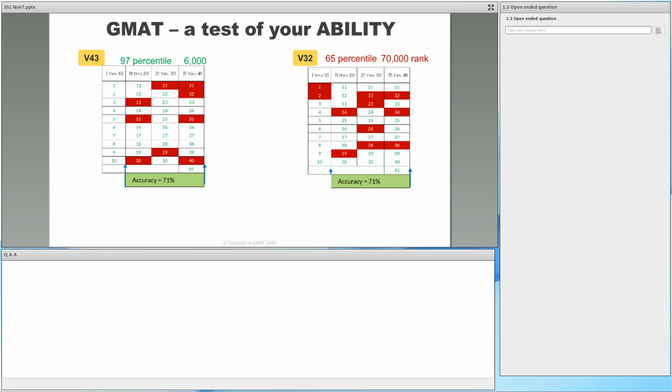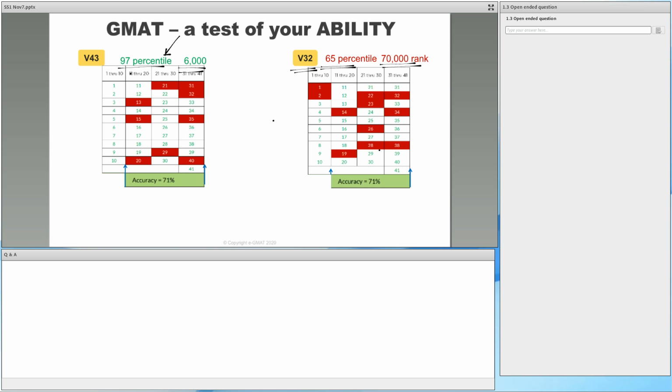You look at their actual verbal scores. This is the verbal section. This guy has gotten a V43, which is the 97th percentile rank. About 200,000 people take the GMAT every year, which means that with a 97th percentile you are among the top 6,000 students. This guy has a V32, which is 65th percentile rank, which means, again, out of the same 200K, you are among the top 70,000 students.